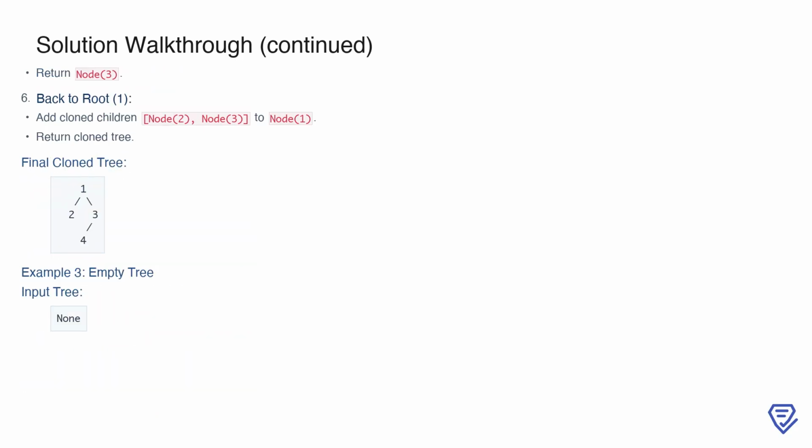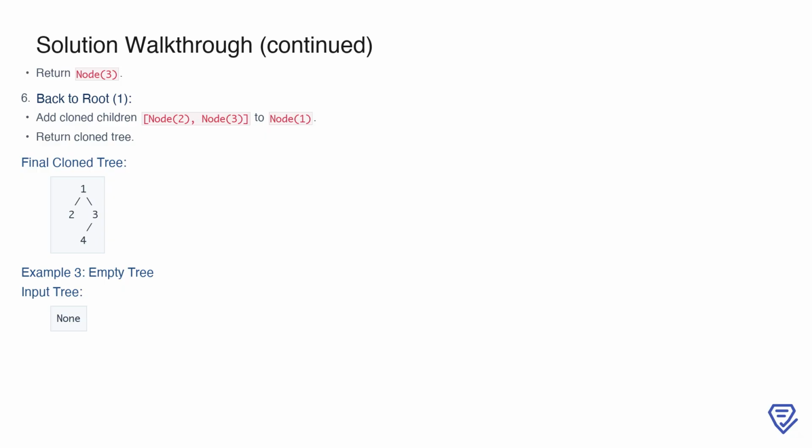Then, we add this clone child, node 4, to the clone node 3. After adding the clone child to node 3, we return the completed node 3 back up the recursion stack. Now we're back at the root node 1. At this point, we've finished cloning all its children, which are node 2, node 3. We add these clone children to node 1 and return the fully cloned tree. The final structure of the clone tree matches the input tree, with root 1, children 2 and 3, and node 3 having its own child, node 4.